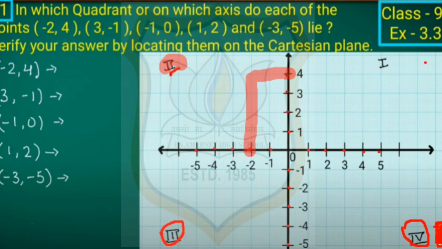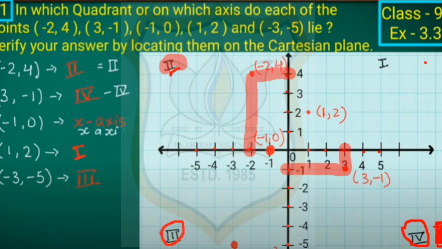In the same way, 3 comma minus 1. First we plot 3 on the x-axis and minus 1 on the y-axis. This is the point 3 comma minus 1. It is in the fourth quadrant.